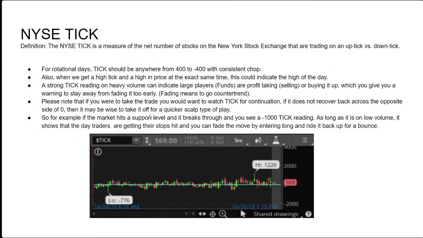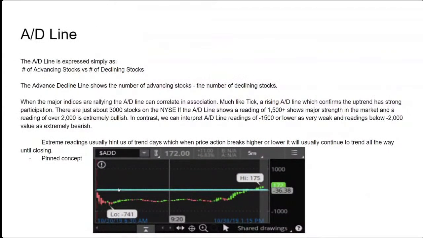So yeah, next point. I talked about this actually before. If a market hits a key support level and it cracks through, it flushes, you see a negative 1000. If the volume stays relatively low on the chart, then that just shows that day traders are being stopped out, and you could fade it by entering long and ride it back for a bounce. Next point.